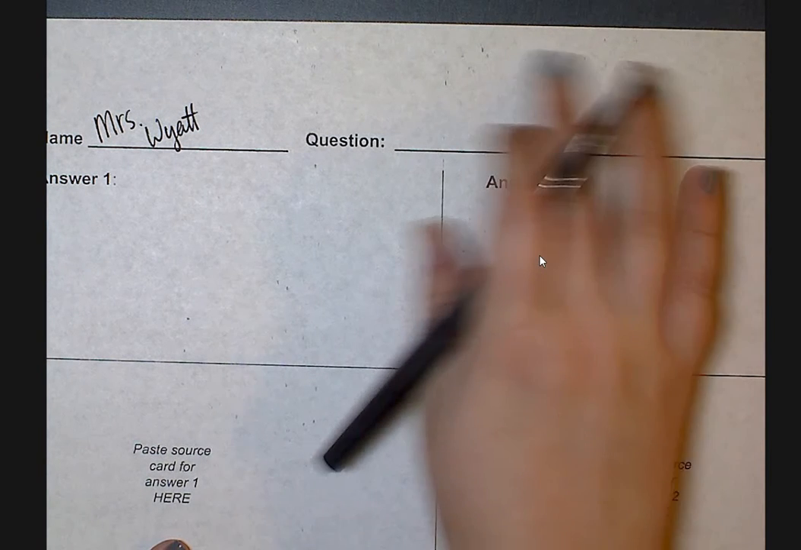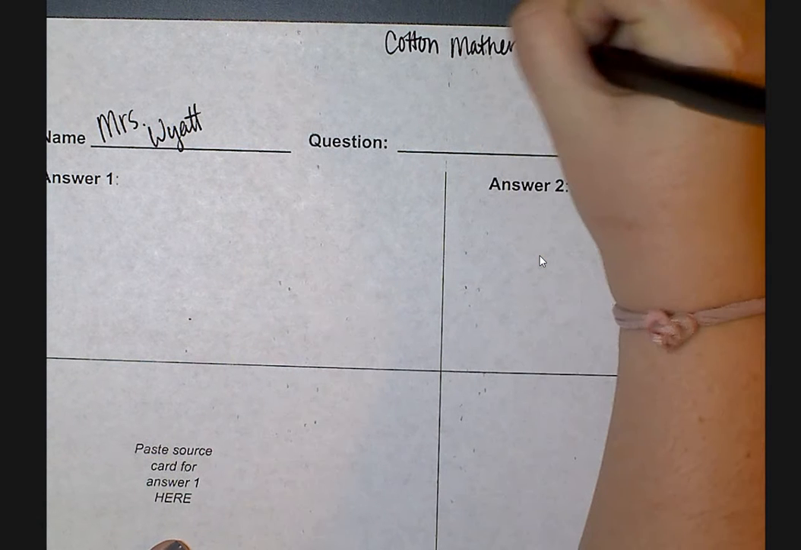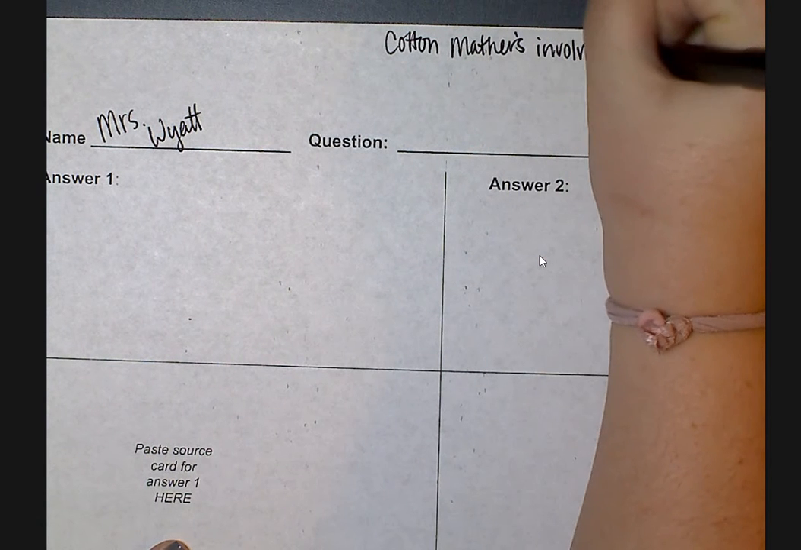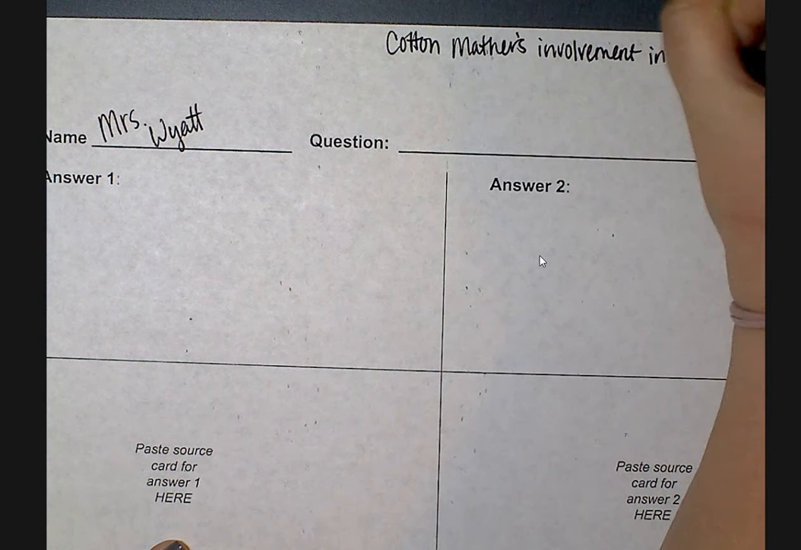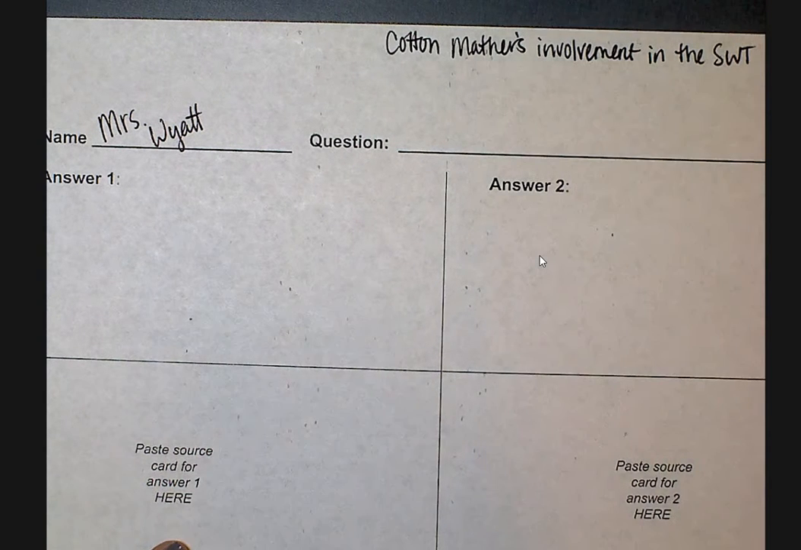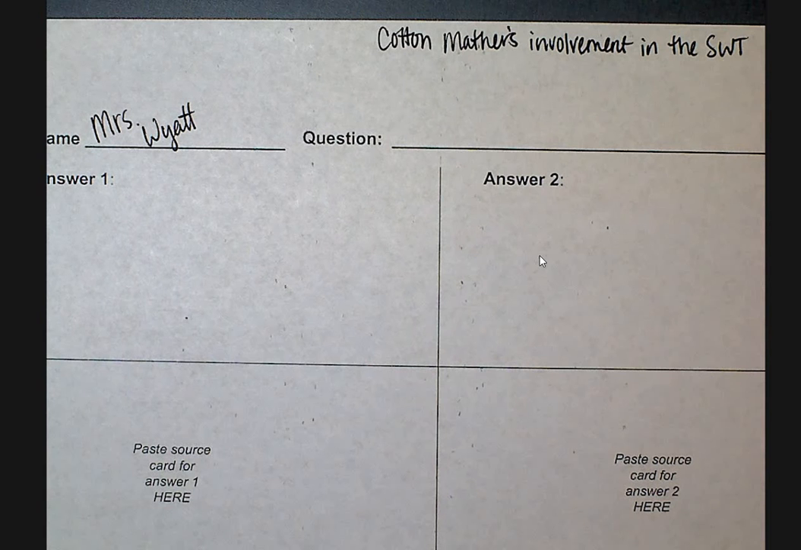Okay? So then, up at the top here, this blank space above the question, I want you to write what our topic was. It was Cotton Mather's involvement in the Salem witch trials. This was when we did that narrowing topic where we talked about the Puritans. We started with Puritans, and then we went down to witch trials. Then we went down again to Salem witch trials. Then we went down to people involved, and then we went all the way down to Cotton Mather's.